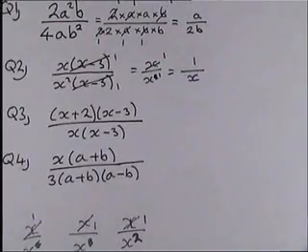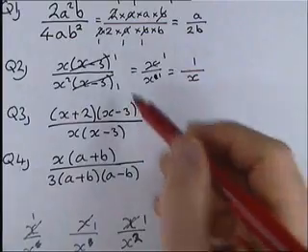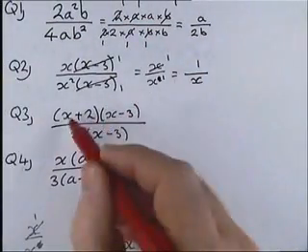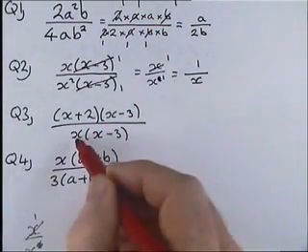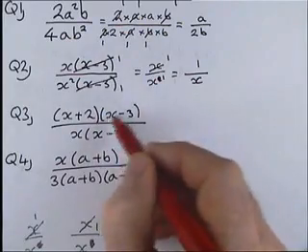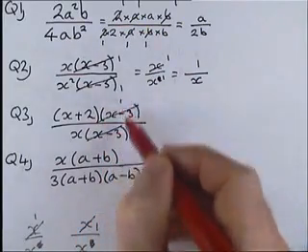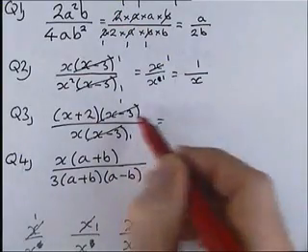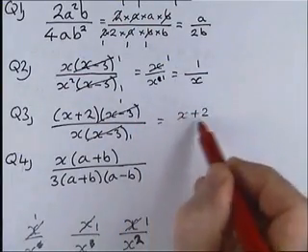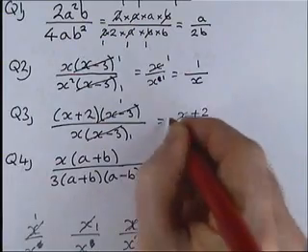Okay, going back up to question 3 now. This is actually easier than the one above. You've got x plus 2 lots of x minus 3, and you've got x lots of x minus 3. So the x minus 3 is a common factor, so we can simplify it by cancelling it, dividing top and bottom by the same number, and we get x plus 2 over x.